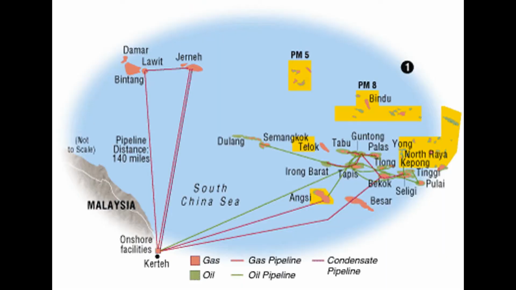For the oil and gas industrial pipeline, we can take the Tapis oil pipeline as our reference. The Tapis oil pipeline covers about 140 miles, so it is about 200 kilometers in length. For 200 kilometers of pipeline, we need to have good specifications and a good method in order to transport the oil and gas.